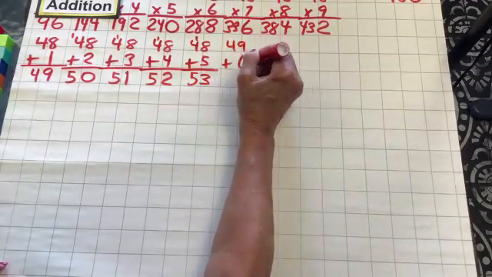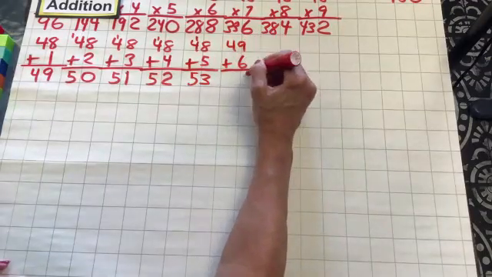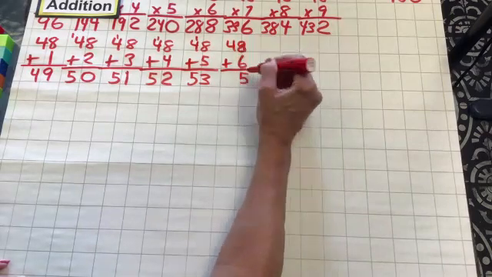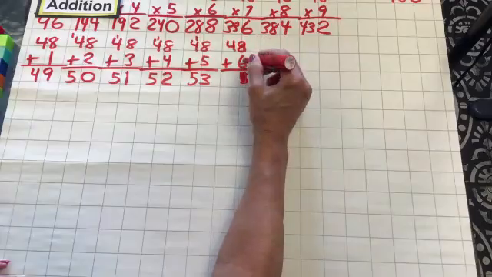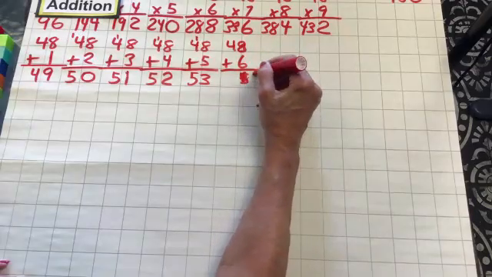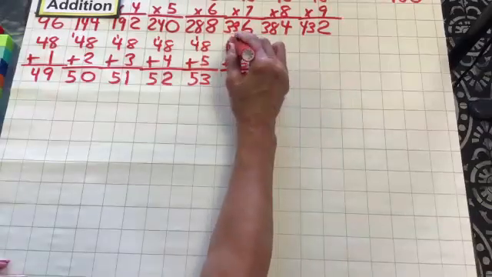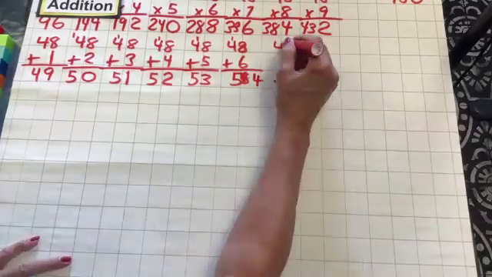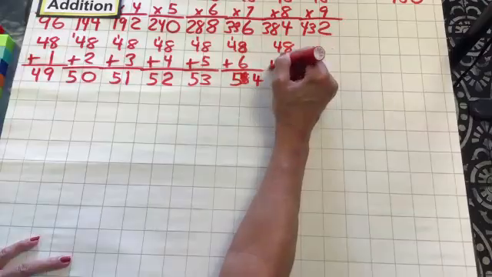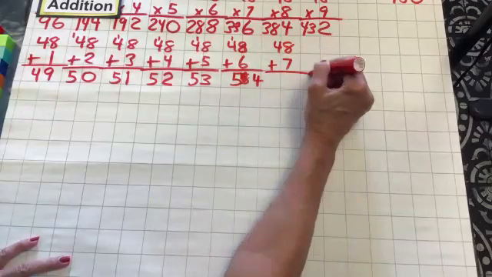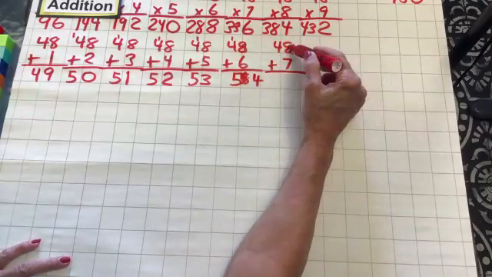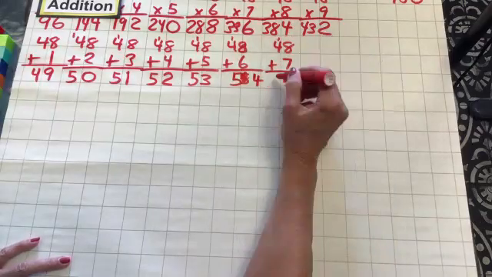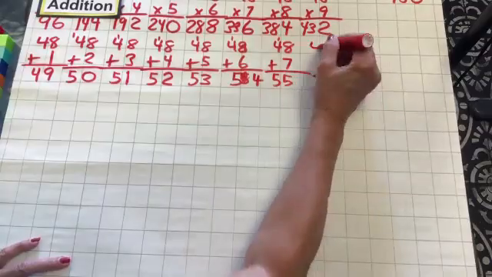49 plus 6. 9 plus 6 is 15. Whoops. It's supposed to be 48. My bad. 8 plus 6 is 14. I knew there was something wrong. 14. Carry the 1. 1 plus 4 is 5. So this would be 54. 48 plus 7. 8 plus 7 is 15. Drop the 5. Carry the 1. 1 plus 4 is 5.